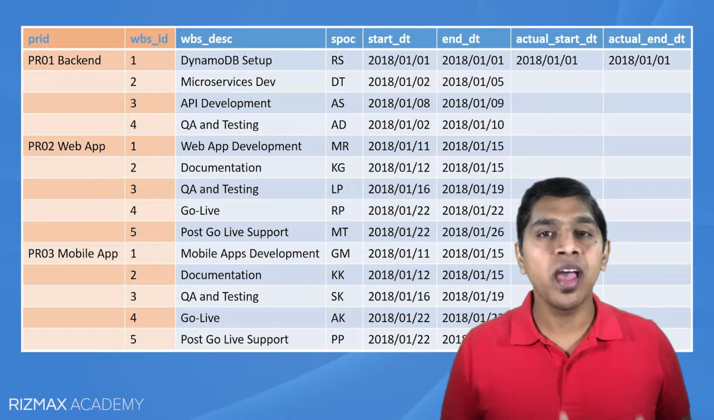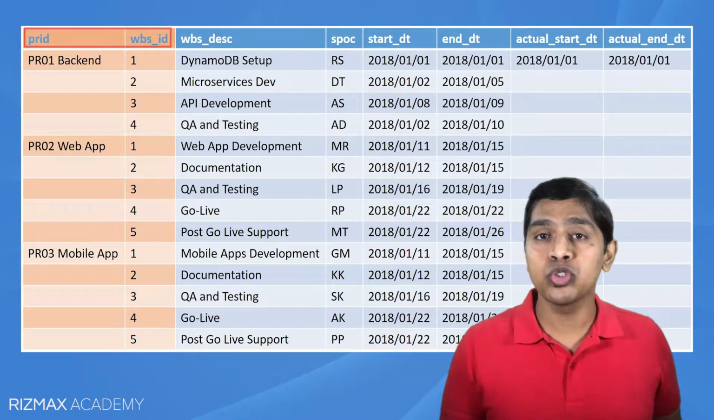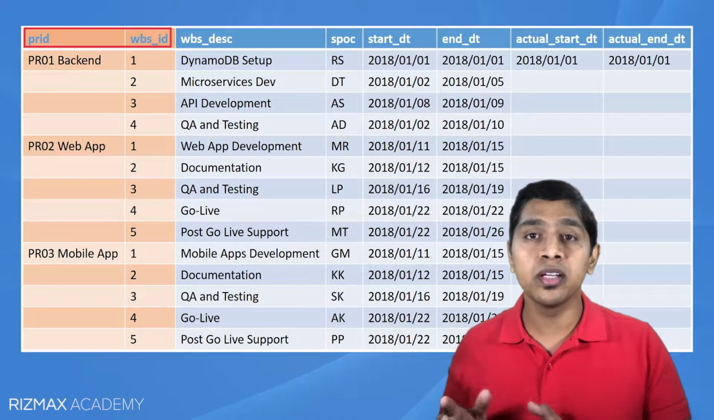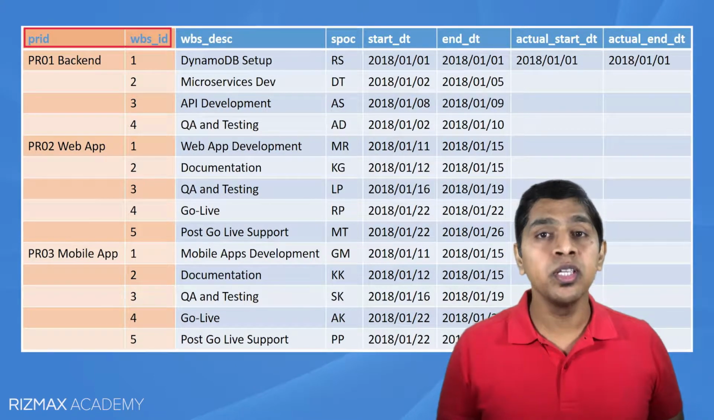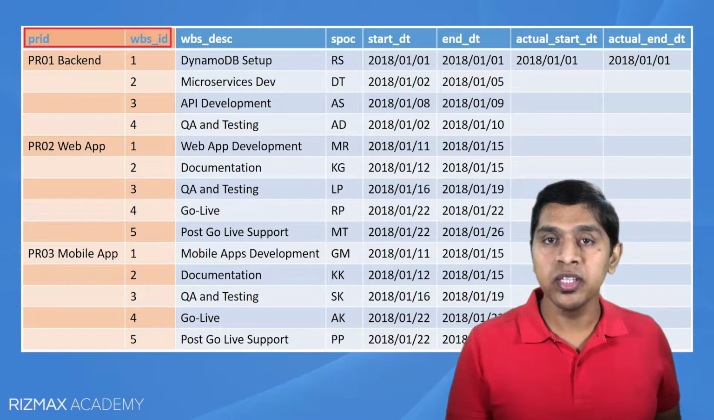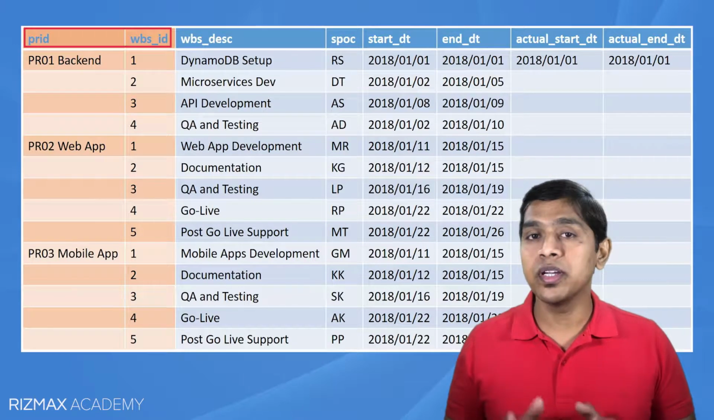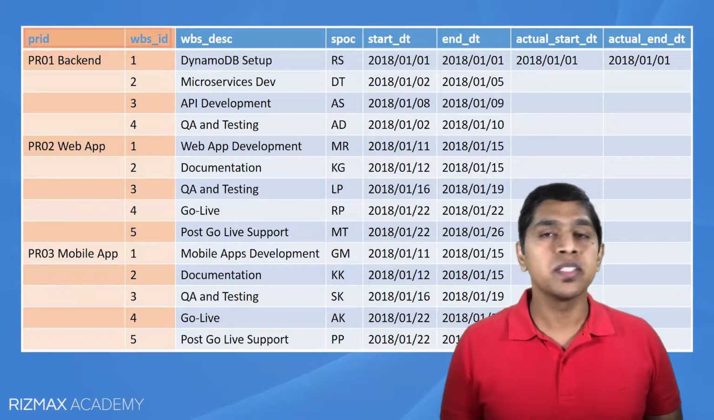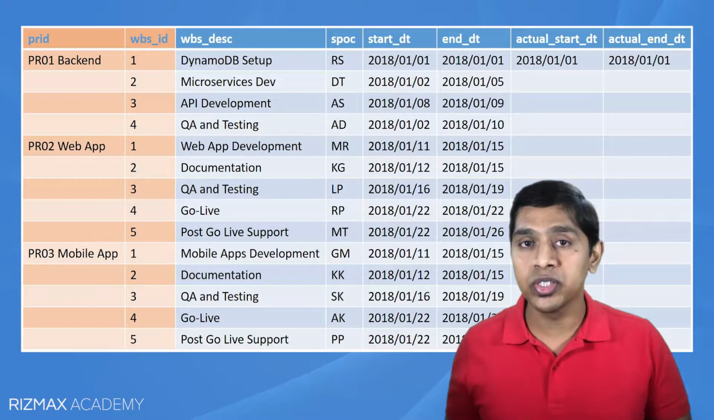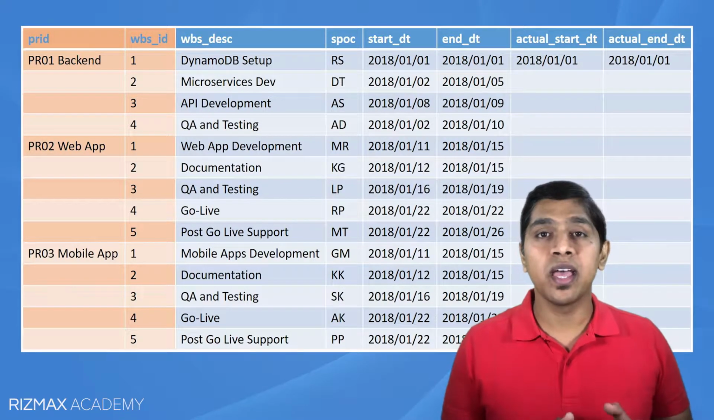This table will have a primary key composed of a partition key and a sort key. Partition key will be a project ID and sort key would be a WBS ID. WBS is a work breakdown structure, and you can think of this as an activity within a project.